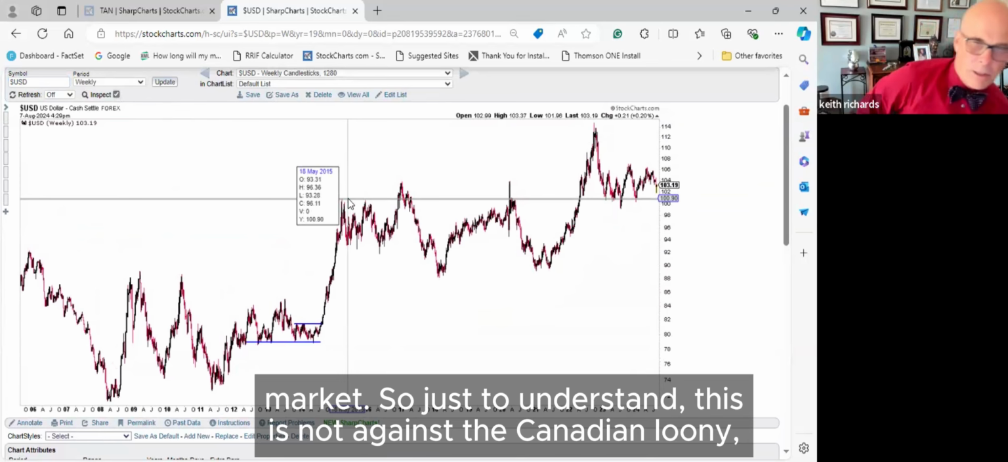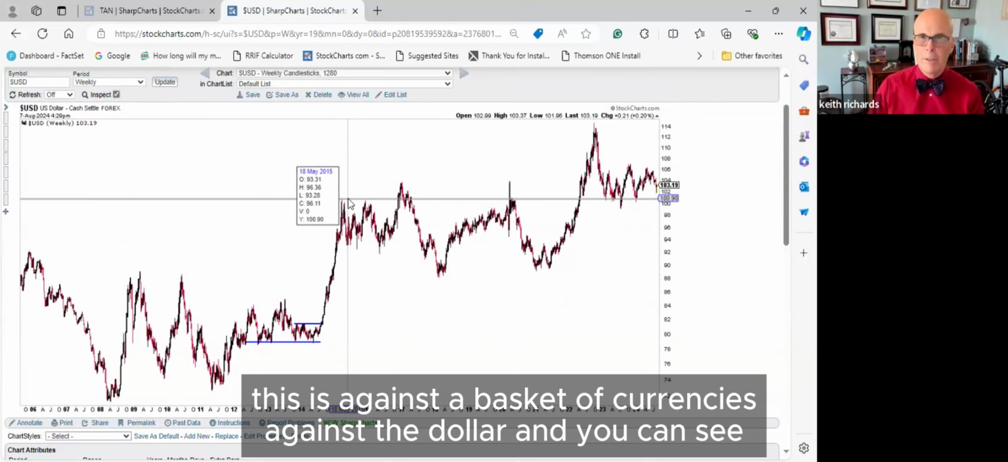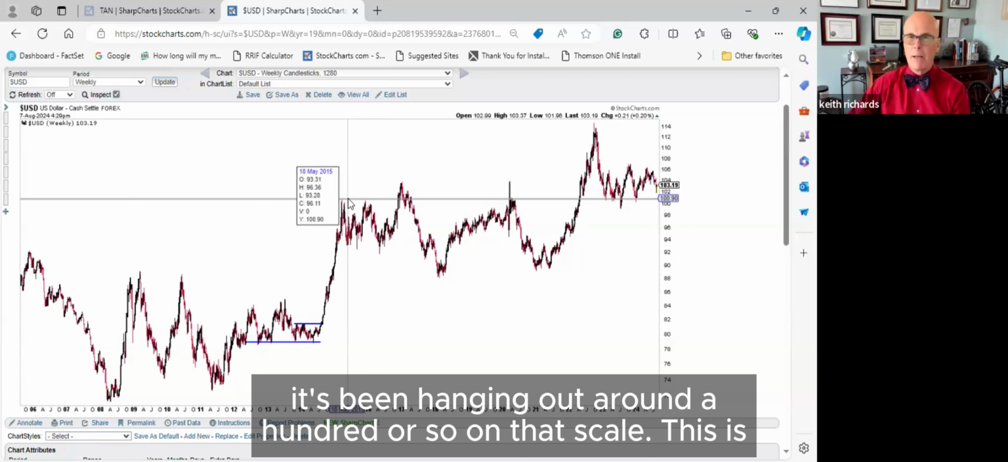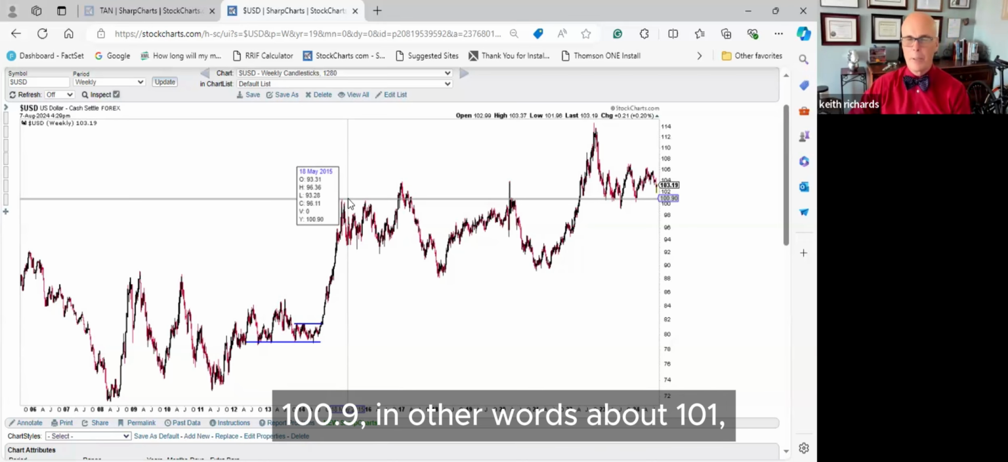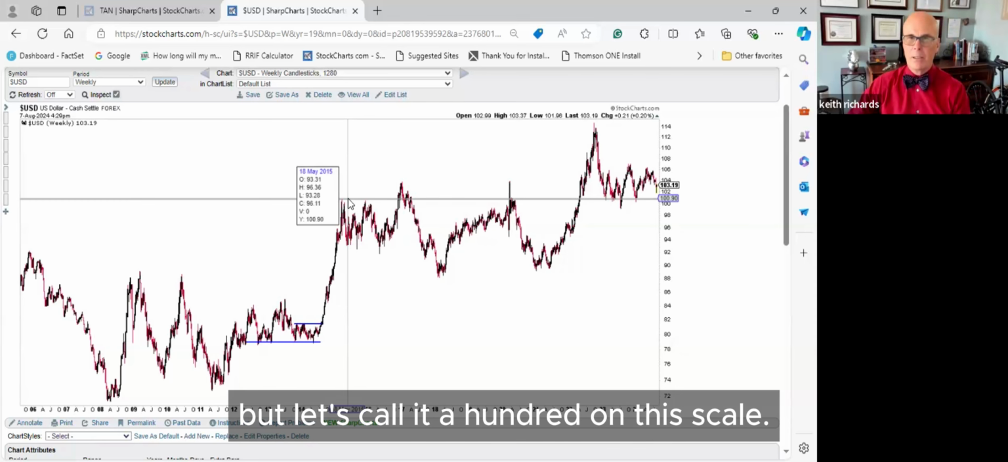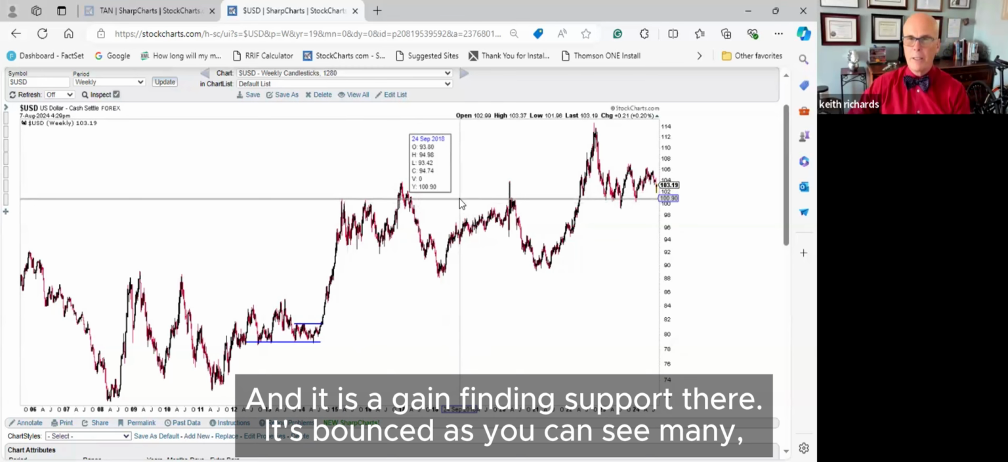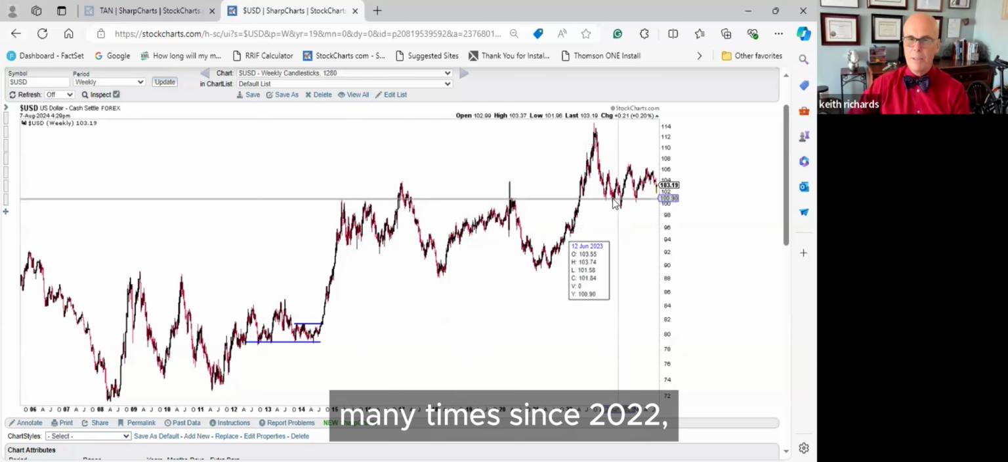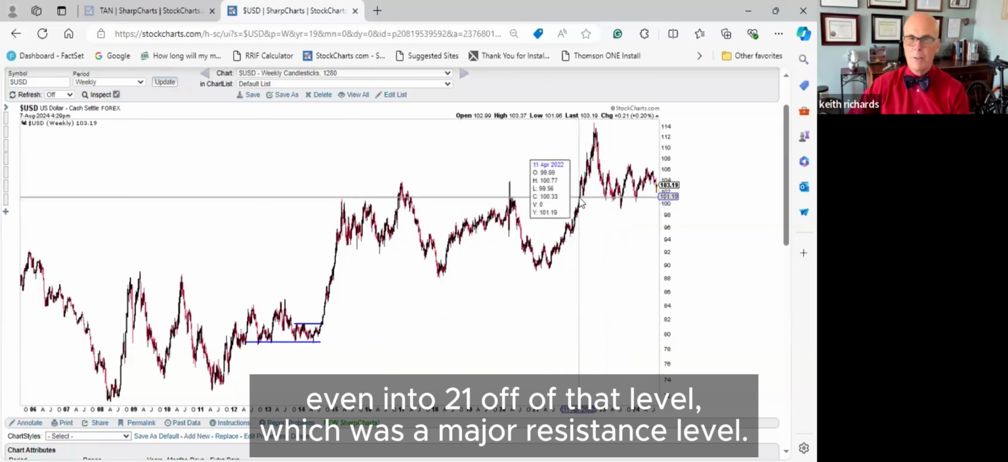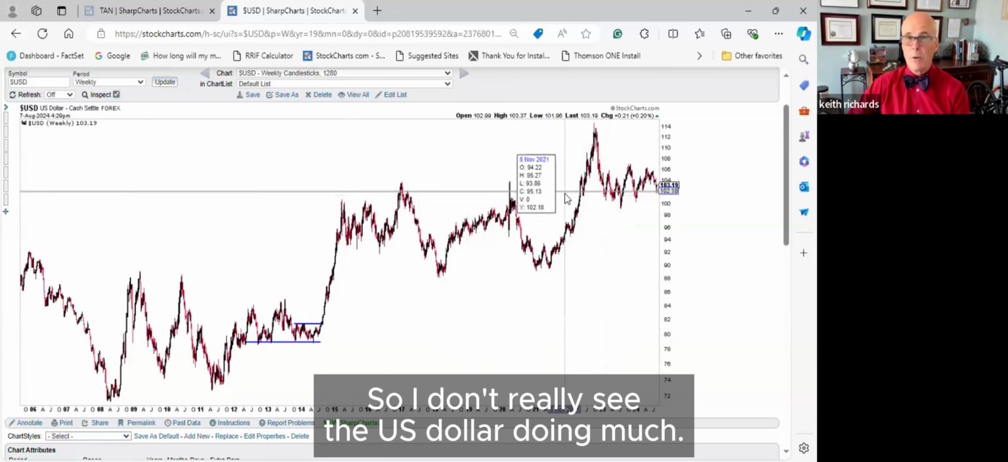Just to understand, this is not against the Canadian Looney. This is against a basket of currencies against the dollar. And you can see it's been hanging out around 100 or so on that scale. This is 100.90, in other words, about 101, but let's call it 100 on this scale. And it is again finding support there. It's bounced, as you can see, many times since 2022, even into 21, off of that level, which was a major resistance level. So I don't really see the US dollar doing much.